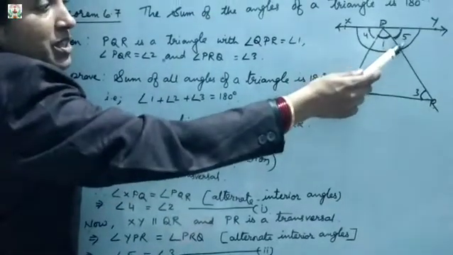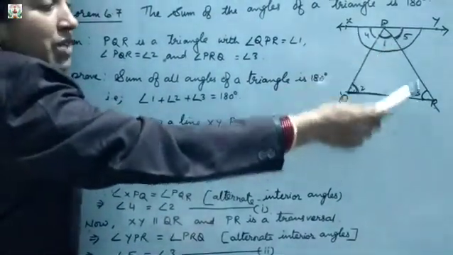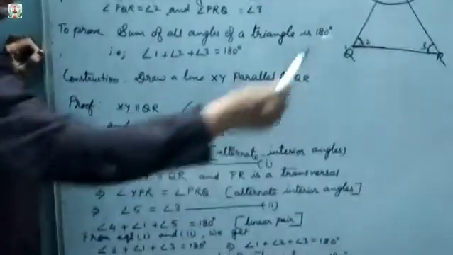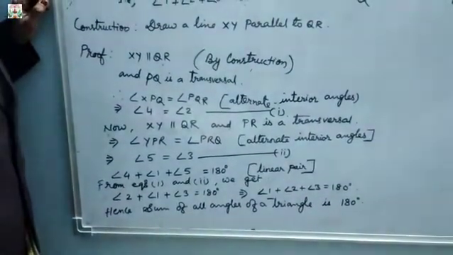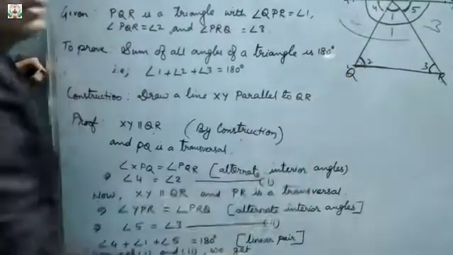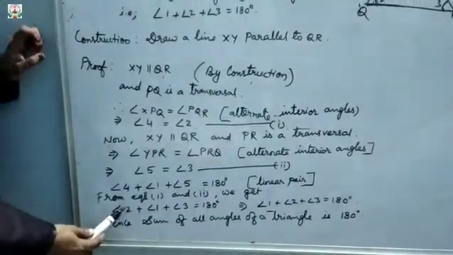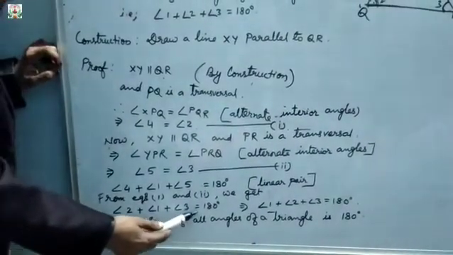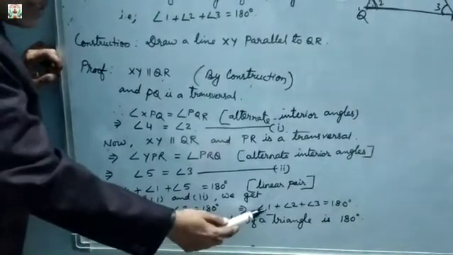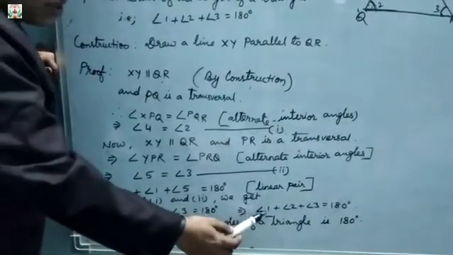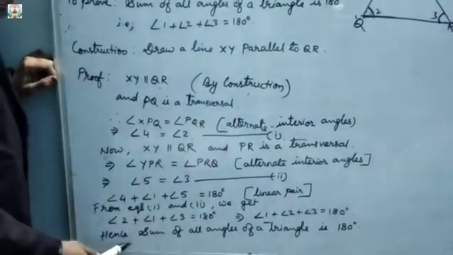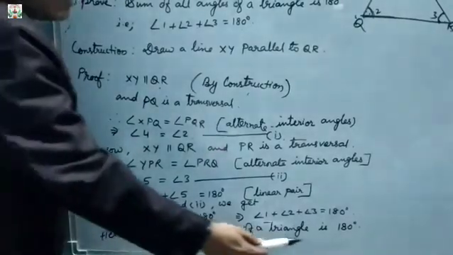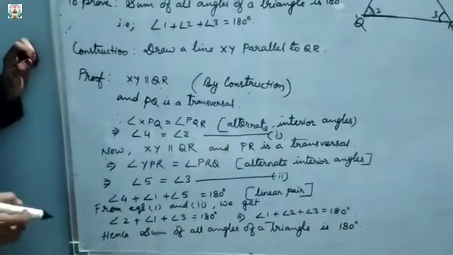So on substituting, in place of angle 5 we write what? Angle 3. So angle 2 plus angle 1 plus angle 3 equals what? 180 degrees. That means the sum of all the angles of a triangle. So angle 2 plus angle 1 plus angle 3 equals 180 degrees, or we can arrange it in ascending order: angle 1 plus angle 2 plus angle 3 equals 180 degrees. Hence the sum of all the angles of a triangle is 180 degrees. Okay.